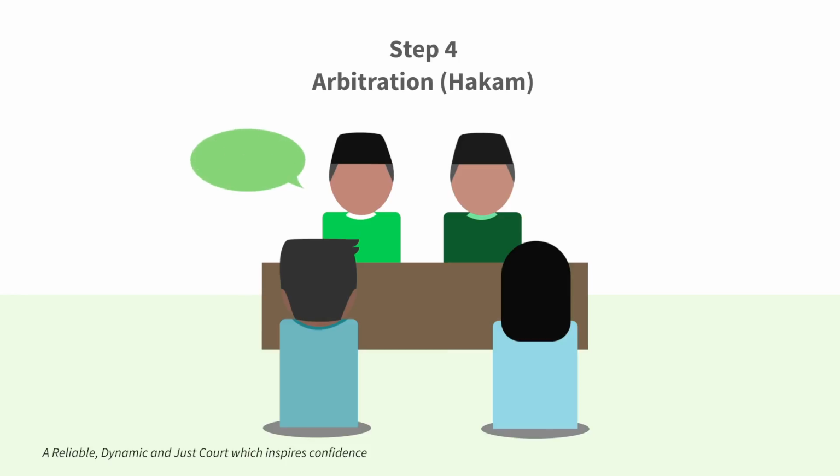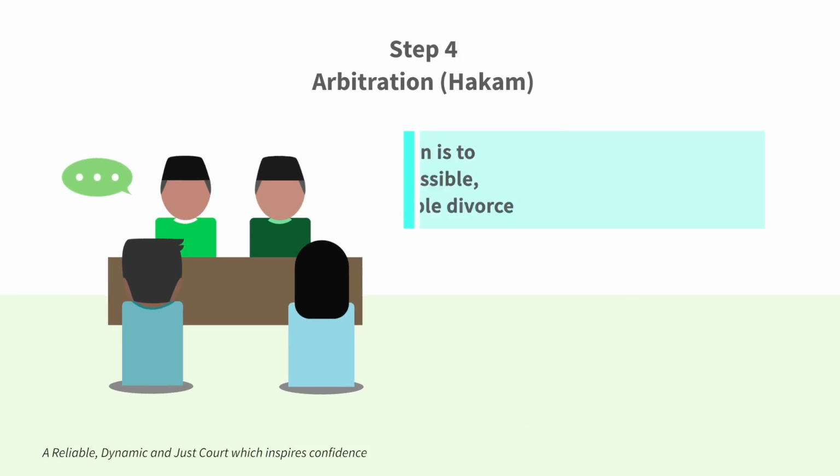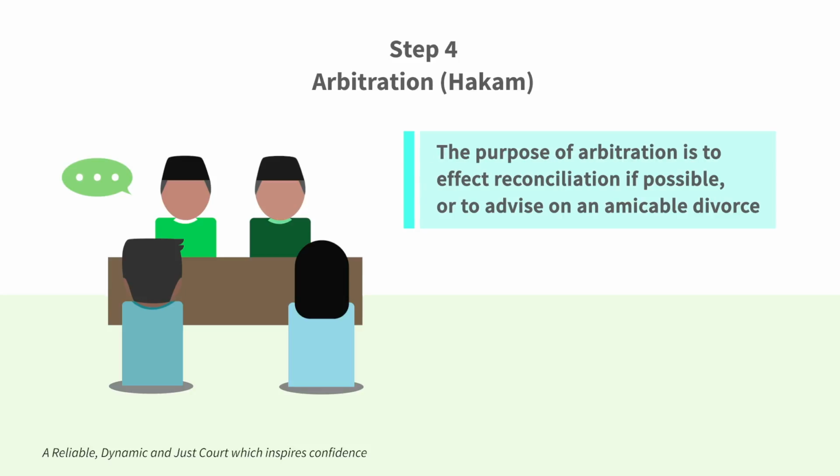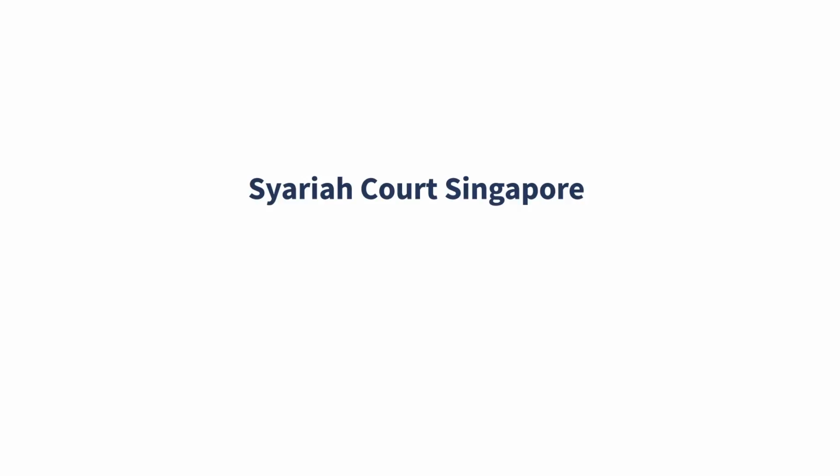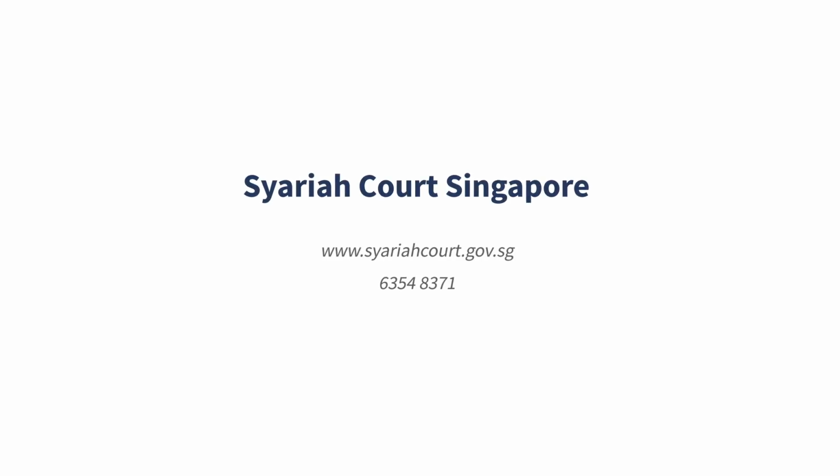The court may refer your case for arbitration in some circumstances. The purpose of arbitration is to effect reconciliation if possible, or to advise on an amicable divorce. After the arbitration, the arbitrators will provide a report to the court on whether the divorce can be ordered. Payment is required for the appointment of arbitrators. For more information, please visit our website.